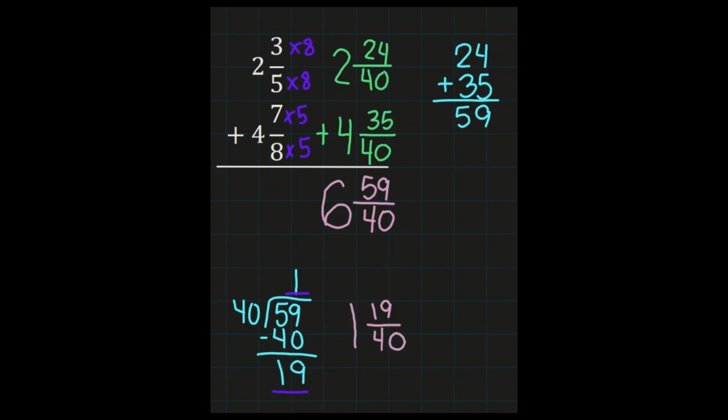So now for my final answer, I need to start by looking at the two whole numbers, 6 and 1. So I have 7 wholes altogether. And then I have the 19/40 from when I turned that improper fraction into a mixed number. So I've already accounted for the 1. So now I need to account for the 19/40. So my final answer is 7 and 19/40.